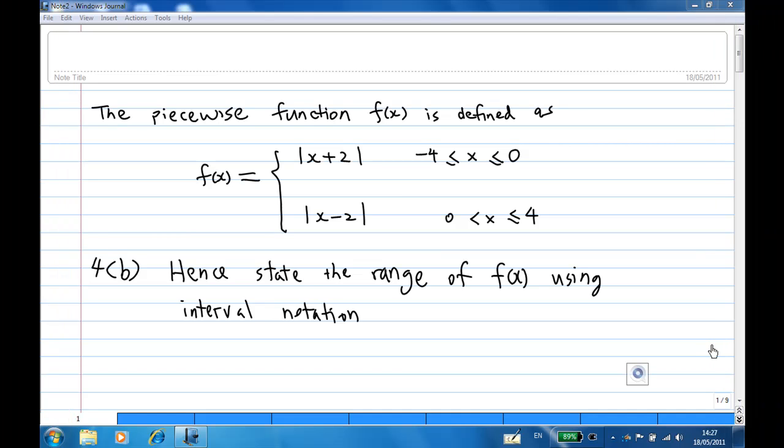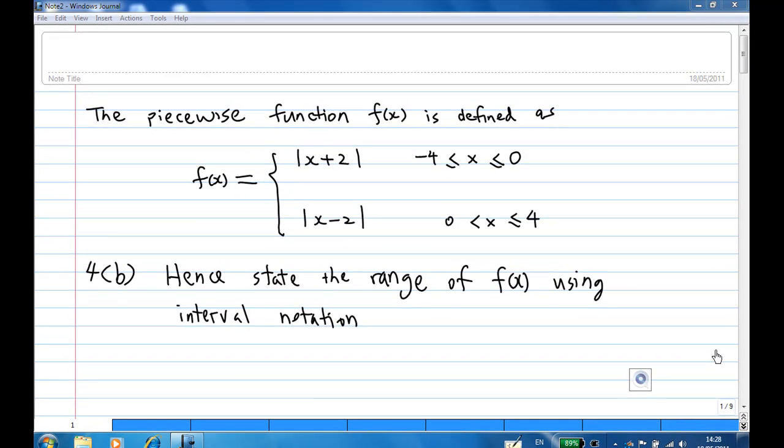This video deals with the range of a function and also transformation of graph, in particular reflection on y-axis, and also classify whether the function is even or odd or neither. We are given a piecewise function equal to absolute value of x plus 2 for x between minus 4 and 0, and equal to absolute value of x minus 2 for x between 0 and 4. We're going to state the range of f of x.